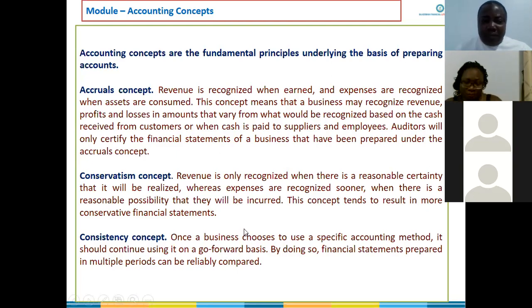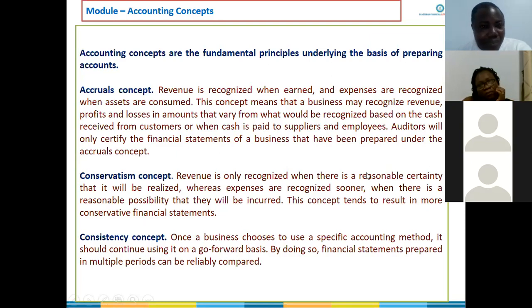So that is the conservative principle. We also call it the prudence concept, if you like. Prudence means carefulness. You have to be careful. You are conservative or you are prudent. So it's also called the prudence concept. Any question from this side?